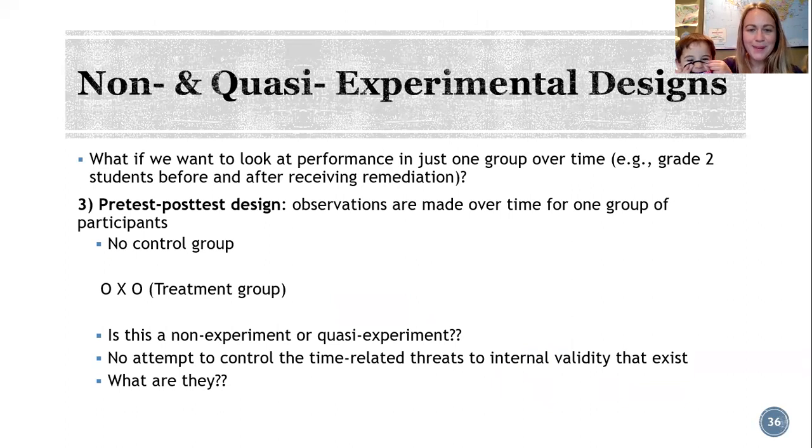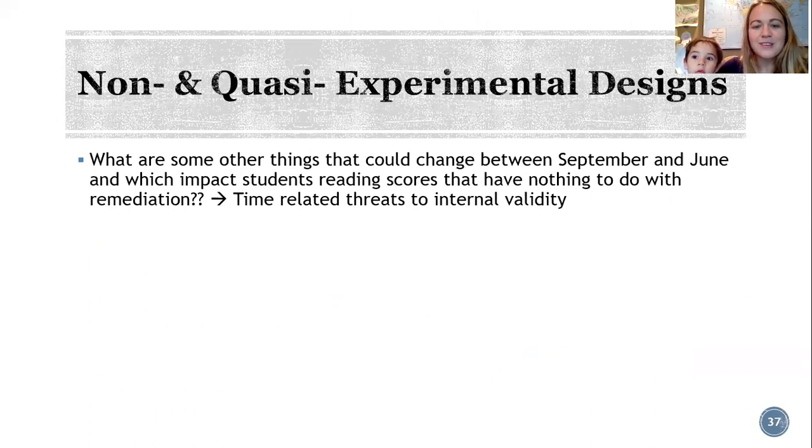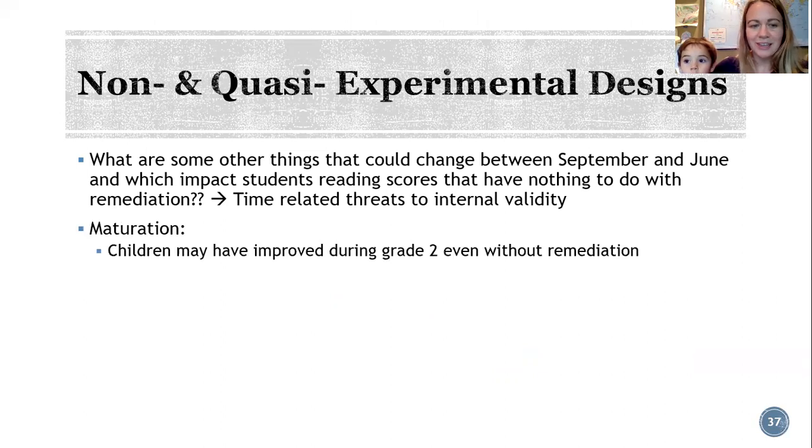It's a non-experiment because there could be lots of ways that kids could change and differ between September and June that have nothing to do with the remediation. And without having a control group, we have no way of knowing if it is the remediation that improves their reading skills or if it's those other factors, right? So what are those other factors? Well, we can call these time-related threats to internal validity. And we're going to learn a lot about those in the next few weeks.